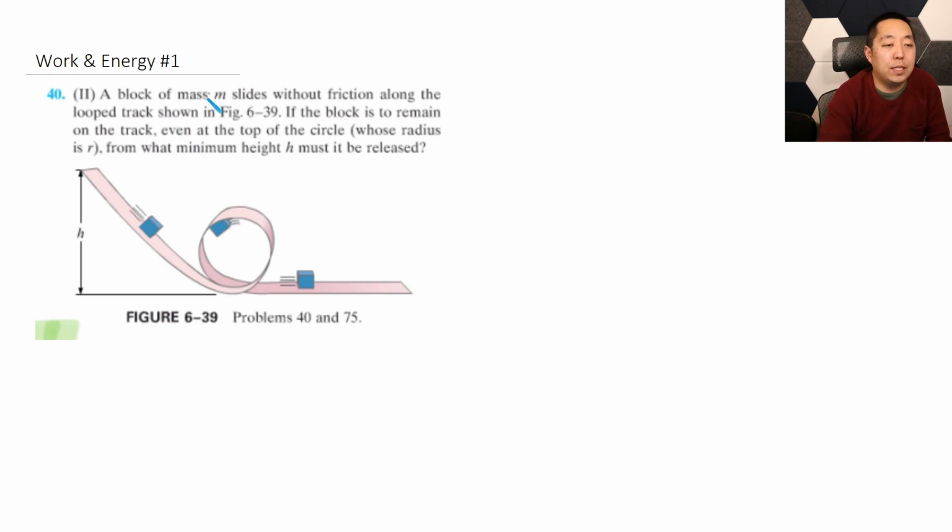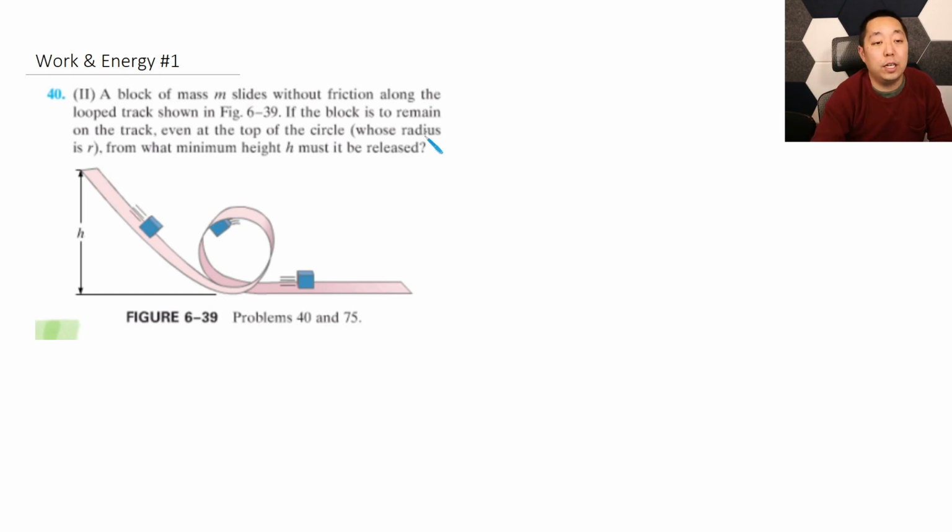So we have a block of mass M that slides without friction along the loop track as shown. If the block is to remain on the track even at the top of the circle, whose radius is r, what minimum height must it be released from? So this is a work and energy problem, combined with a little bit of circular motion here. You might think this is a lot of information.